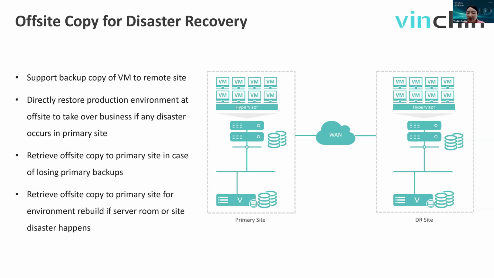So with Vinchin Backup offsite copy, you can retrieve business critical data from the offsite center back to the primary site for the environment rebuild, or you can choose to directly carry out the instant restore jobs at the offsite data center to take over the business as soon as possible.